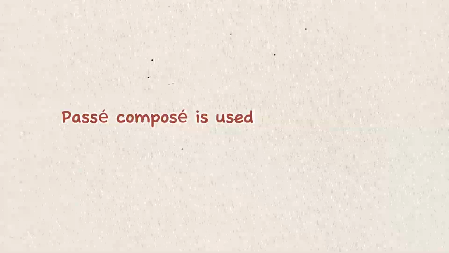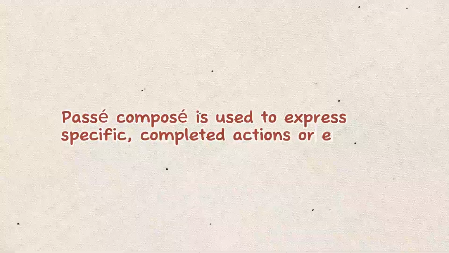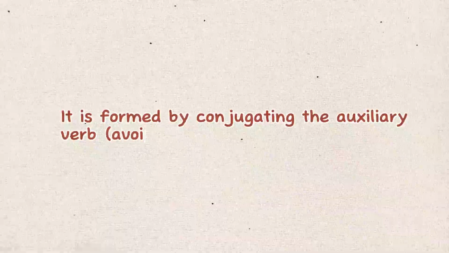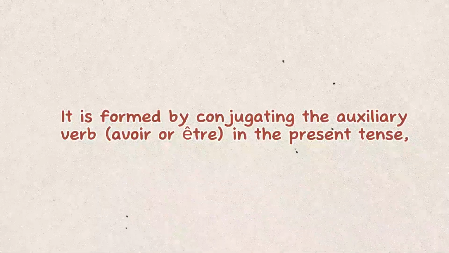Passé composé is used to express specific completed actions or events that occurred at a particular point in the past. It is formed by conjugating the auxiliary verb, which is avoir ou être in the present tense, followed by the past participle of the main verb. Now, the conjugations of le passé composé really differ. Most of them use avoir, and sometimes some of them use être.